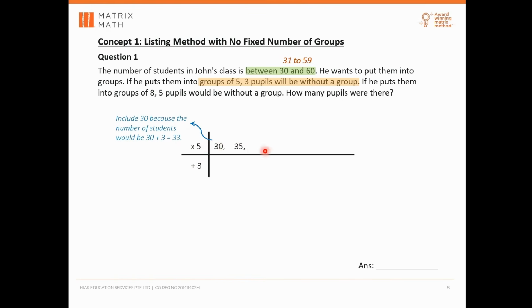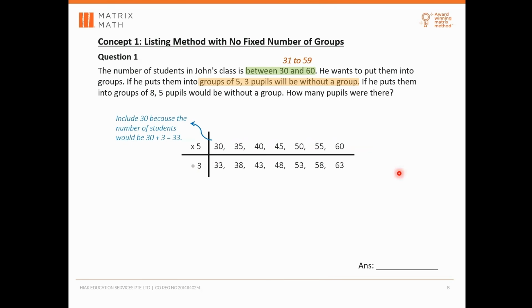Now let's list down multiples of 5. Now you can list down all the way to 60, and we know here will be 63, right? It's not going to be within the range, but it's okay. Later we just cross out the answer. You just want to make sure that you capture all the numbers within this range. So when I say plus 3, I mean the multiples of 5 plus 3. You keep adding 3 to your multiples.